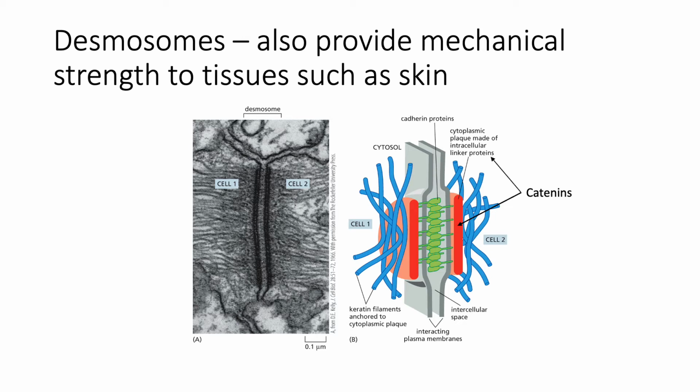and supported by what are called catenins. And then the catenins are attached to keratin, and that's what's represented by the blue. So the keratin filaments are anchored. They're calling it a cytoplasmic plaque. You can call it that, but the proteins that make up the cytoplasmic plaque are called catenins. And so what's happening here is the cytoskeleton, which in this case is keratin, is supporting the structures that are holding these cells together.